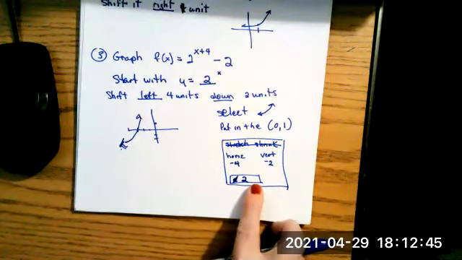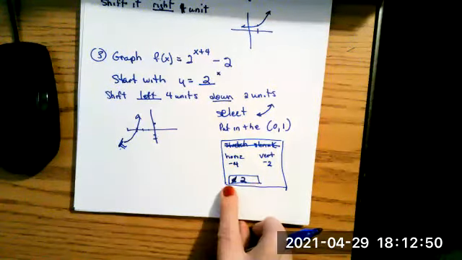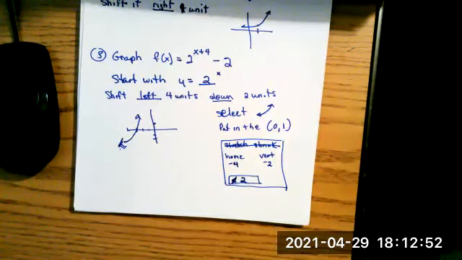Just remember this little box down here. I noticed several of you forgot to put in the base. And when you leave it as E, it's really close, but it's not exactly right.